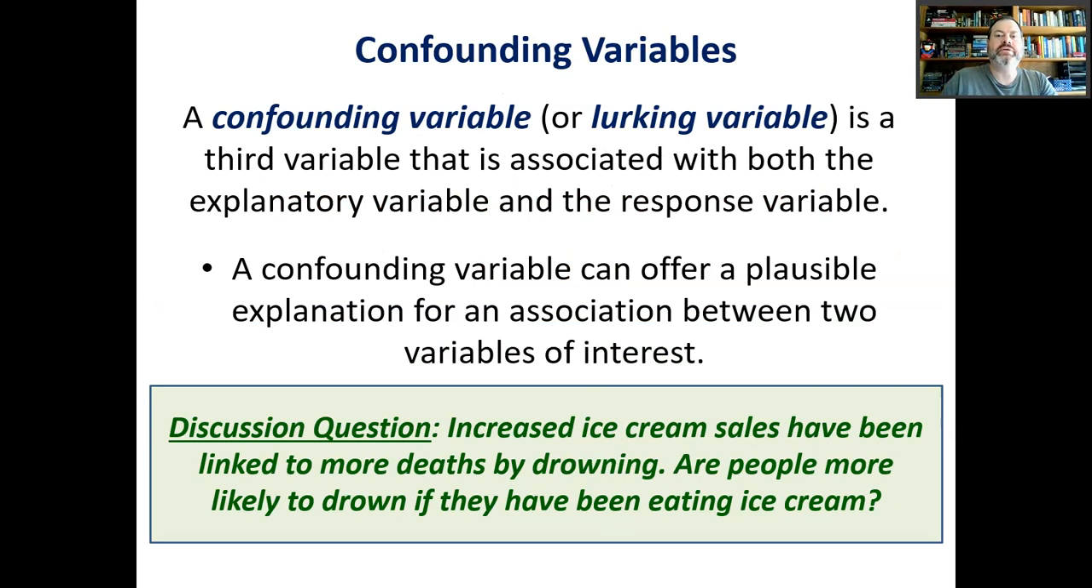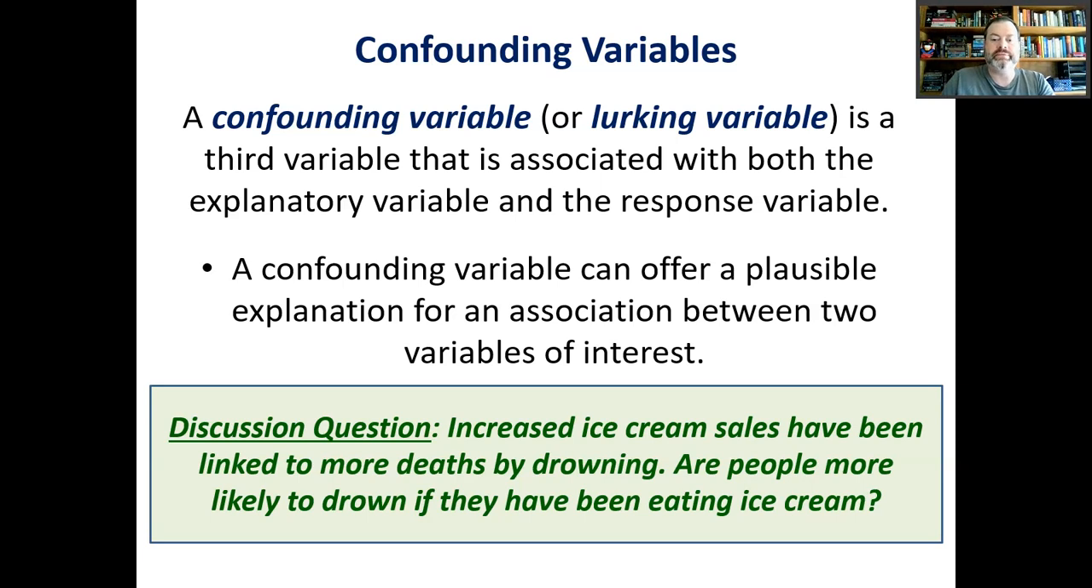All right, next up, confounding variables, sometimes called lurking variables. It's a third variable that is associated with both the explanatory variable and the response variable. A confounding variable can offer a plausible explanation for an association between two variables of interest. And so we have a question at the bottom. Increased ice cream sales have been linked to more deaths by drowning. Are people more likely to drown if they have been eating ice cream? So let's just break this all the way down, and then I'll let you think about it some more.